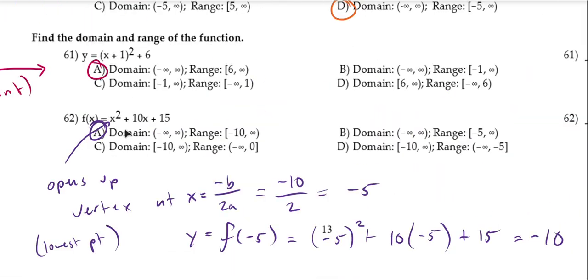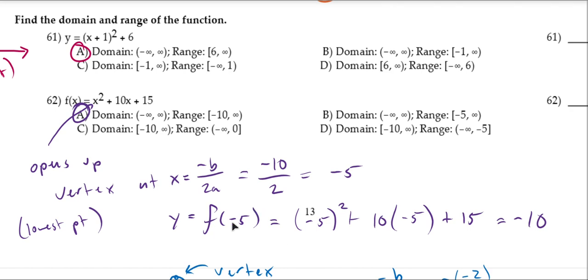Likewise, 62 asks for domain and range, but now they've given it to us in an expanded form. Well, we can look at the leading coefficient still and see that this parabola opens up, and so its vertex will be its lowest point. And we might also like the piece of lore that tells us that vertices of parabolas are at the value x equals negative b over 2a, where this is written ax squared plus bx plus c. So if we plug in these values, b is 10 and a is 1, we wind up with negative 5.